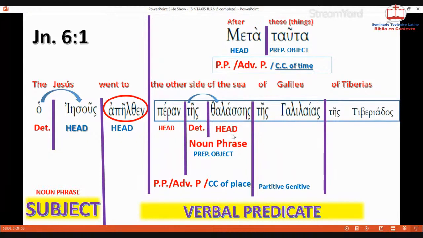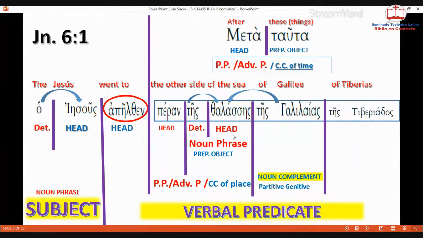All right. And what kind of phrase is this, Galilaias? Galilaias is a proper noun. It's talking about places, a place specifically. So it's a noun complement that is modifying the previous noun, anaphorically, the noun that was before it. It means Galilee.